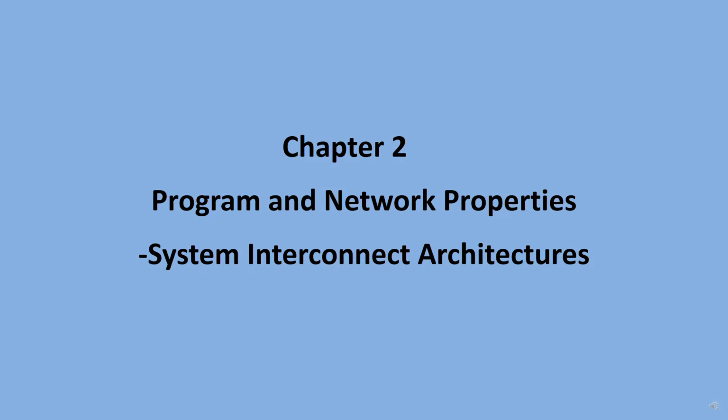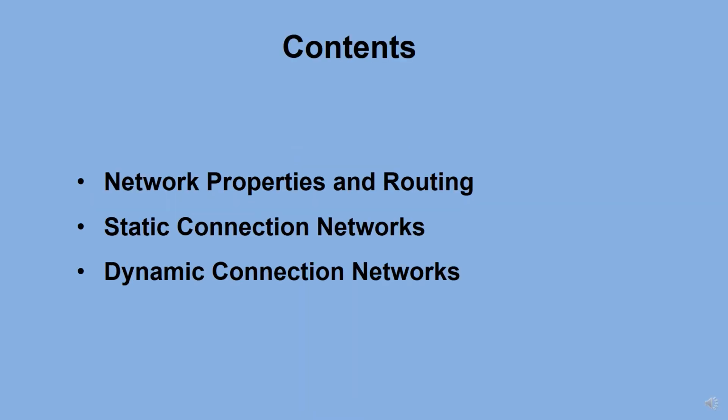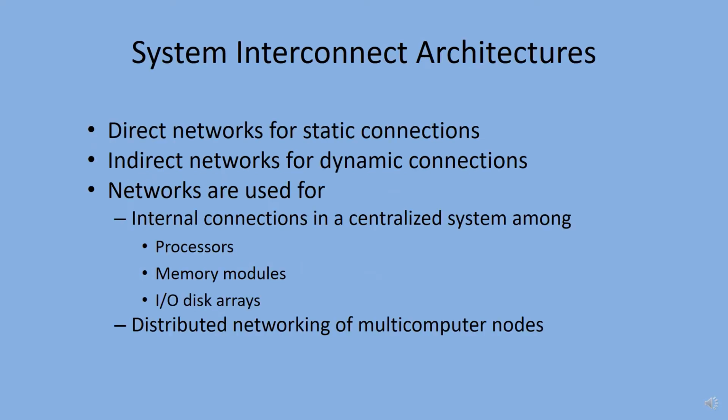Chapter 2, Program and Network Properties. Under that, System Interconnect Architectures. Contents are Network Properties and Routing, Static Connection Networks, and Dynamic Connection Networks. System Interconnect Architecture: here we introduce static and dynamic networks for interconnecting computer subsystems or for constructing multiprocessors or multicomputers.